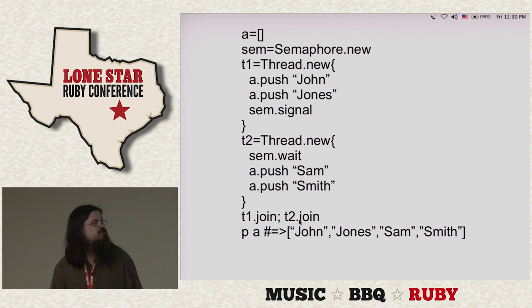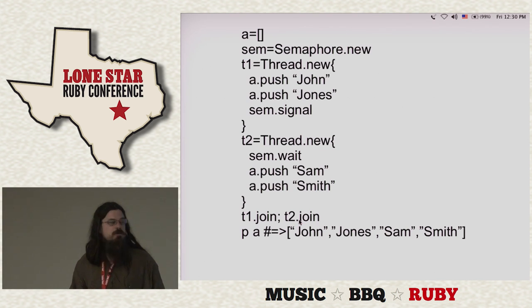Now, here's how you could use a semaphore to solve the example race condition I was showing earlier. Basically, the second thread waits on a semaphore, which the first thread signals when it's done with the shared resource.